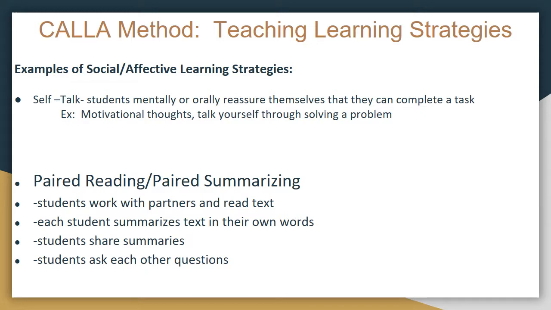Some other types of social effective learning strategies could be paired reading or paired summarizing. This would be where students work with partners and they read the text, or they take turns reading the text, and then each student summarizes the text in their own words. Then the students share their summaries with each other, and they ask each other questions. They could also provide feedback on their summaries.